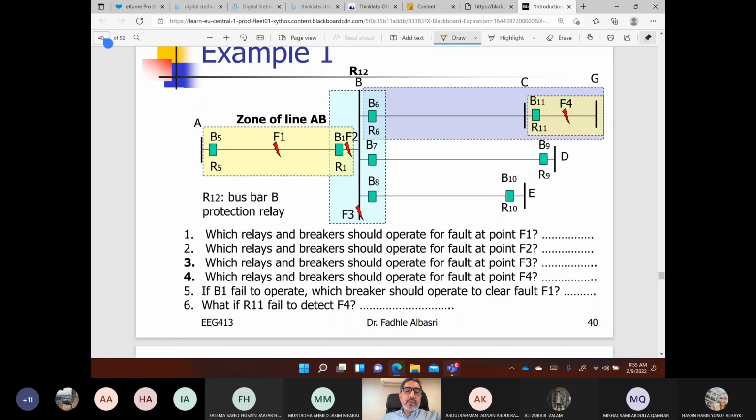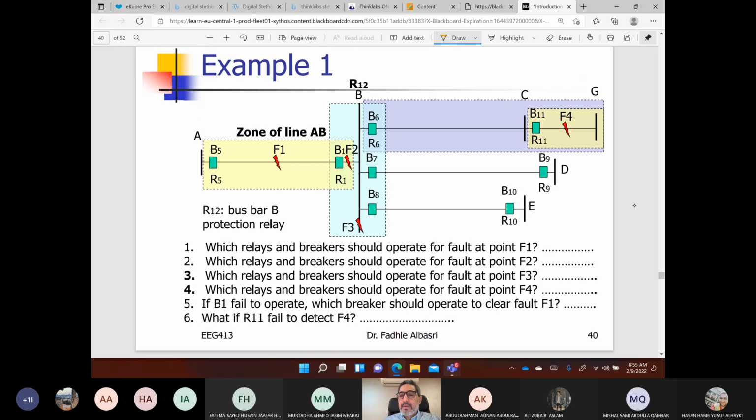Let's take an example to illustrate if you understand these things or not. In this system, I have a transmission line between A and B. I'm assuming I have a source here from this end. This is a radial. There is no source, this is just a load here.